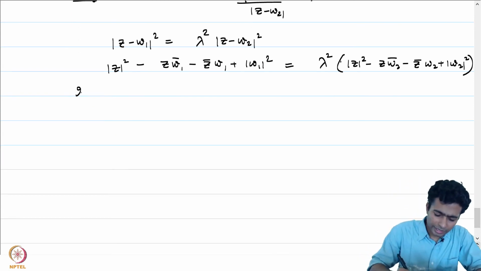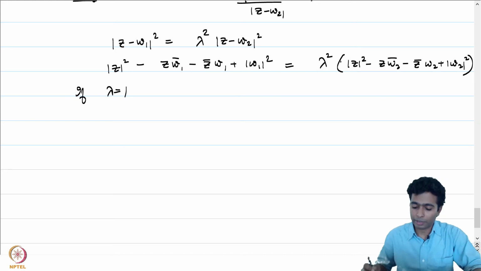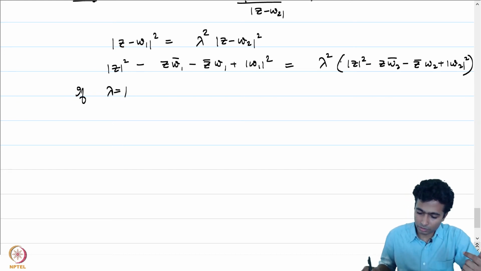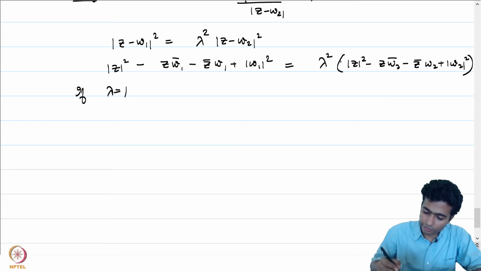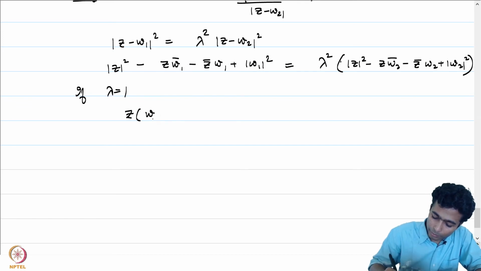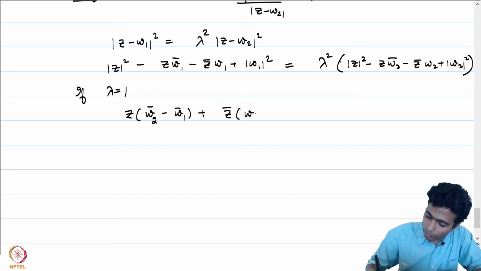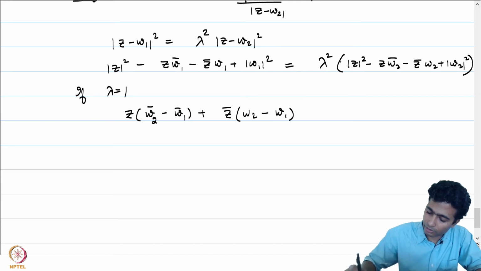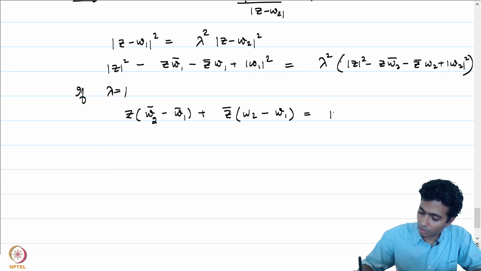So let's first consider the case when λ is equal to 1. What happens if λ is equal to 1? The λ² cancels off, and we can write this as z times (w2-bar - w1-bar) plus z-bar times (w2 - w1), which is equal to |w2|² - |w1|².